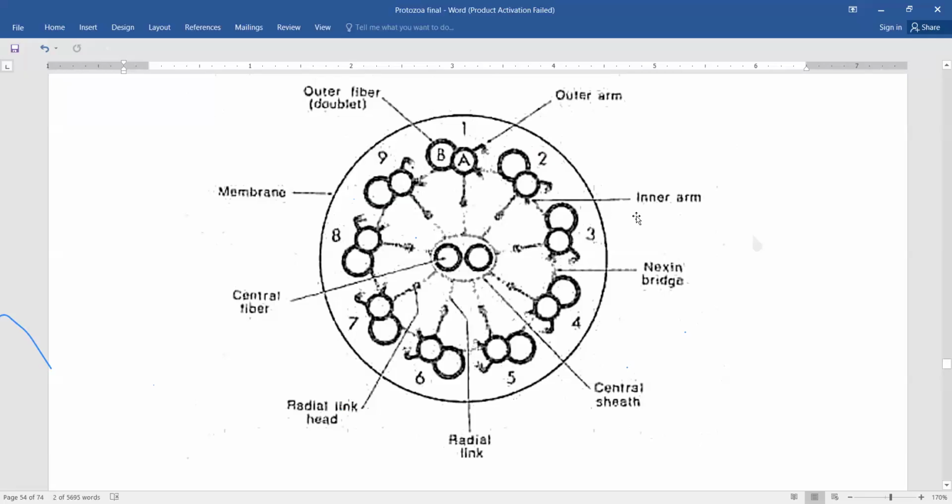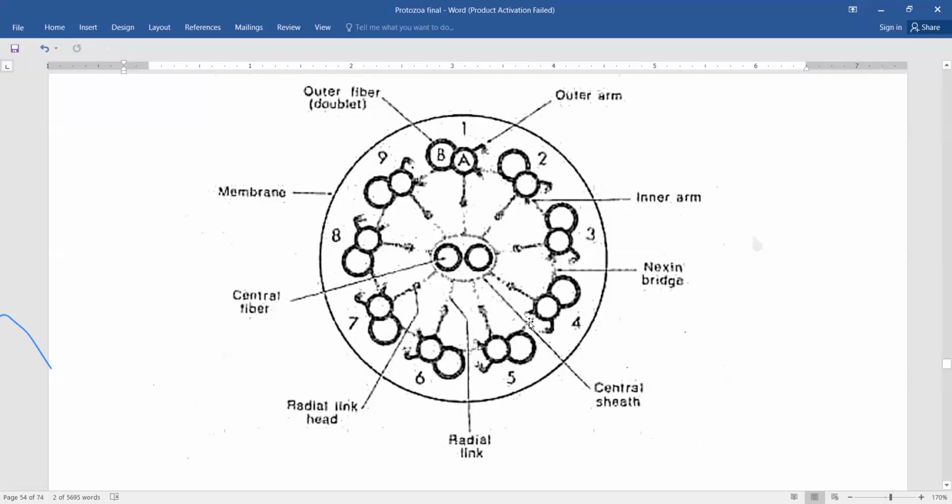In the points, you will see we call them dynein arms. Dynein is a protein. And two successive doublets are connected with the nexin protein bridge. This is called the nexin protein bridge. The protein that connects the adjacent doublets is called nexin. And central singlets are surrounded by the central sheath.